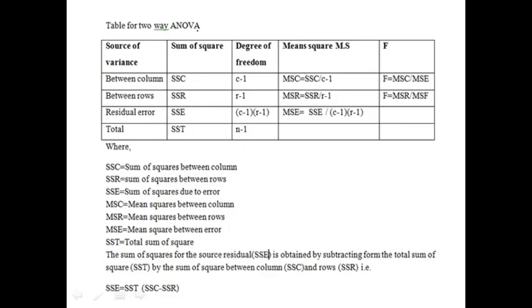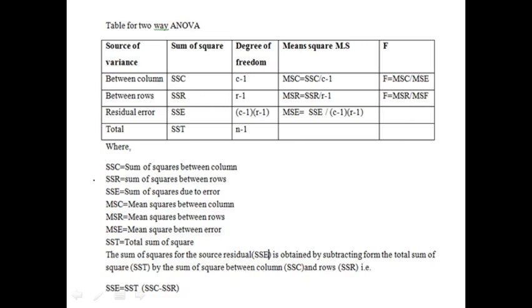This is the finalized table for two-way ANOVA, in which the difference compared to one-way ANOVA is that here the source of variance between columns and between rows is calculated, and for the same the degrees of freedom are calculated: C-1 for columns and R-1 for rows. From this the residual error, SSE, that is sum of squares, is calculated, and again the degrees of freedom for that are (C-1)(R-1). From this we finally calculate the F values.